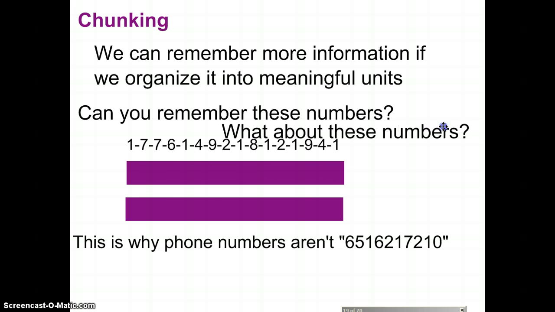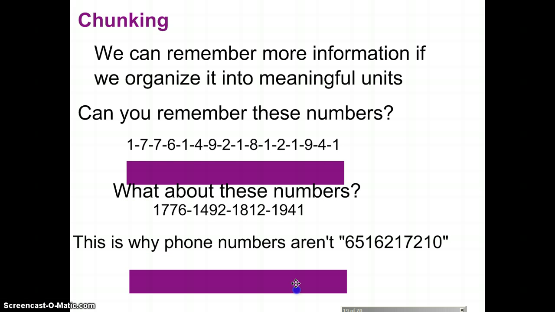But what about these numbers? Are they easier to remember? 1776, American Revolution, 1492, Christopher Columbus, 1812, Battle of 1812, 1941, World War II. Suddenly that list of numbers becomes a lot easier to remember. This is why our phone numbers are broken up. So my phone number in the viewer room is not 6516217210, but 651-621-7210.